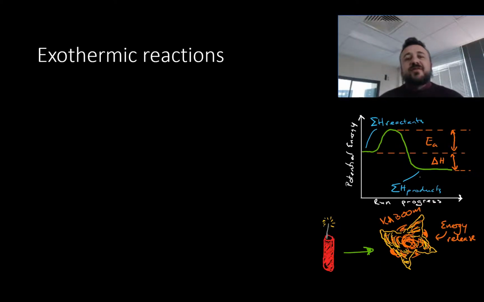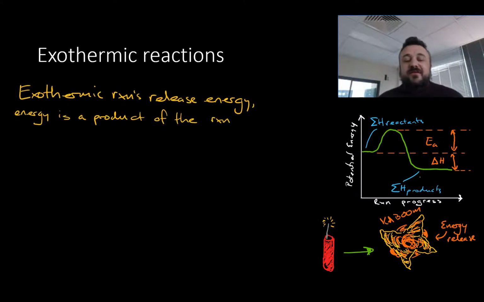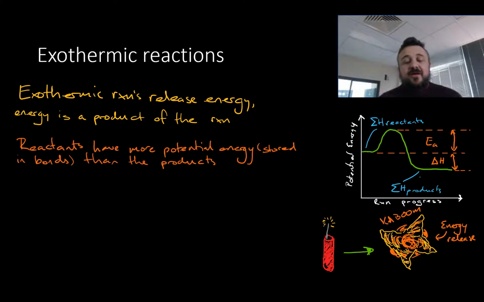So let's talk specifically about exothermic and endothermic reactions. We'll start with exothermic because it's the one that goes boom, so I enjoy it. Exothermic reactions release energy. So this means that we can actually write energy as a product of the reaction. So reactants have more potential energy or more heat energy stored in their bonds than the products. And that's what we see here, right? This hump is the activation energy.